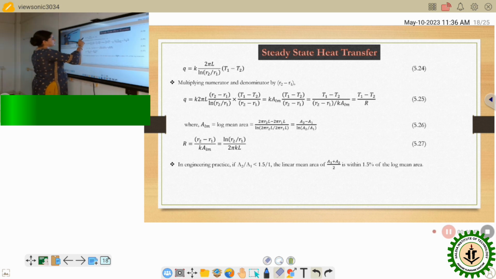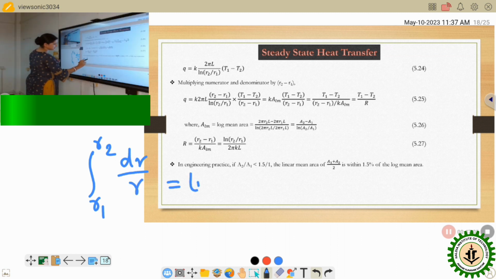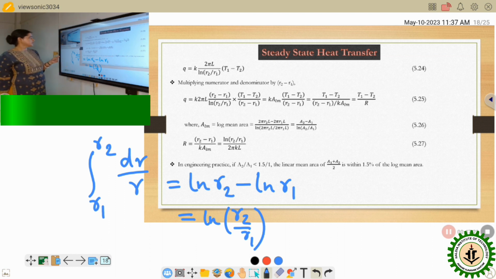So here Q equals K into 2 pi L, I am just rearranging it, and if I integrate dr by R from R1 to R2, that is nothing but ln R2 minus ln R1, the natural logarithm of R2 by R1. So I'll get this one.